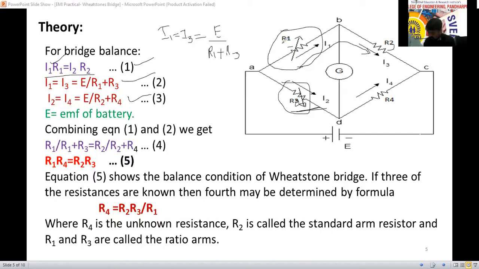Okay, so here equation number 1, 2, 3. Three equations we have calculated here. E is nothing but the battery supply or EMF of the battery. What is equation number 1? I1 R1 equal to I2 R2. Here in the place of I1, can I substitute equation number 2? Can we substitute this in the place of I1?